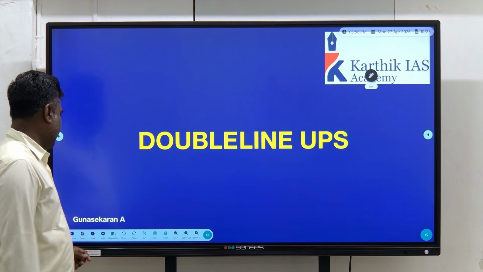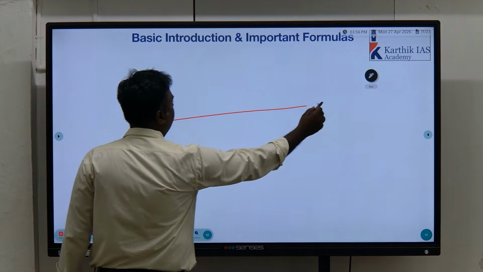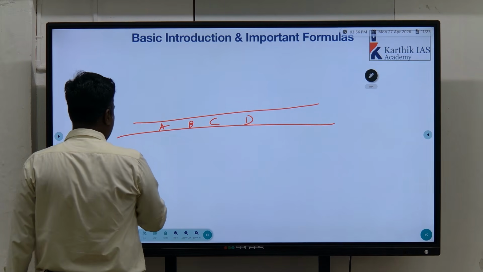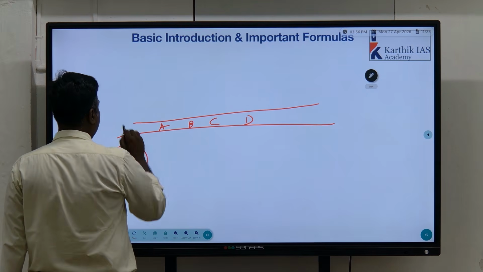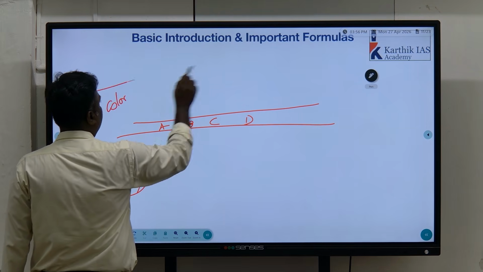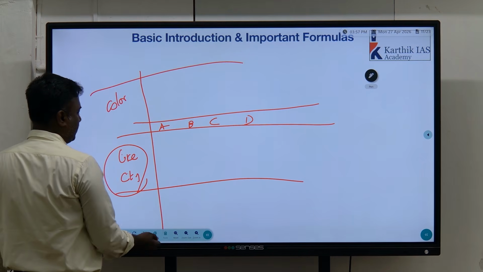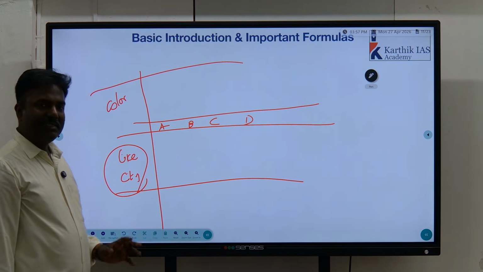You should not read the statement all the time in these questions. Double lineups are very simple. You have to write the persons in the center: A, B, C, D, E, F. And then their likes. For example, city will be in this position, colors will be in this position. Sometimes triple lineup questions also come, and UPSC also asked such questions. There you can put one more line and eliminate. Just see the questions.